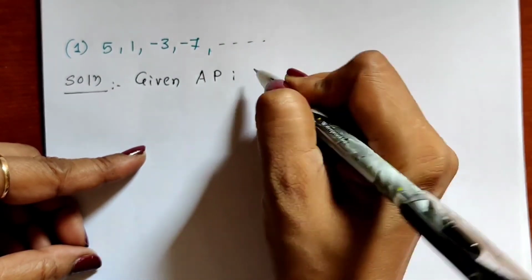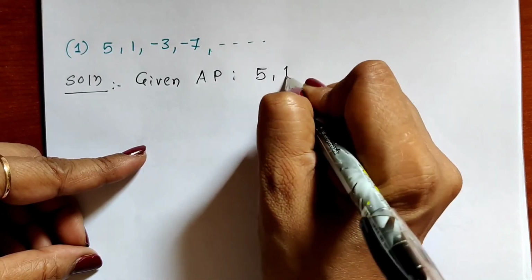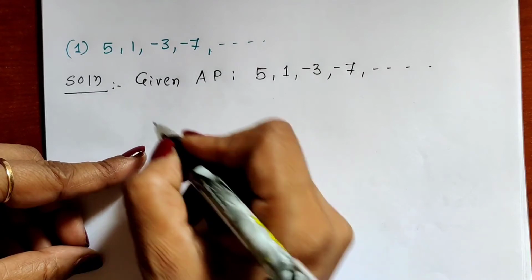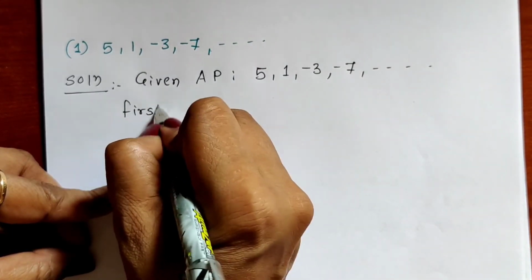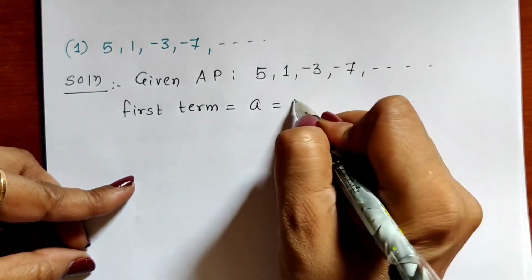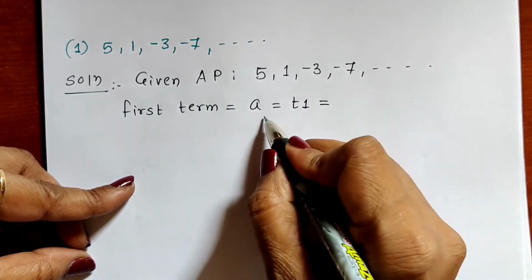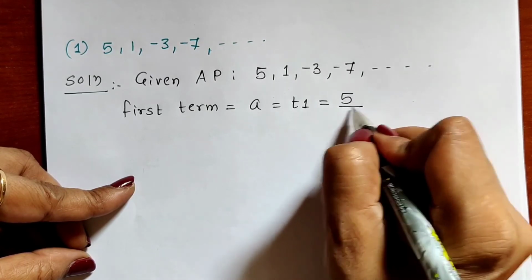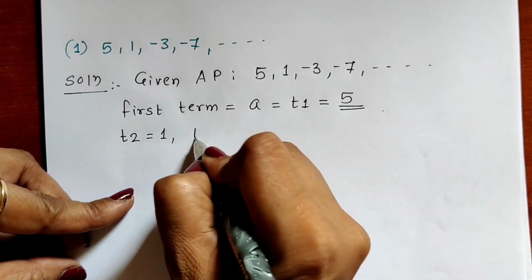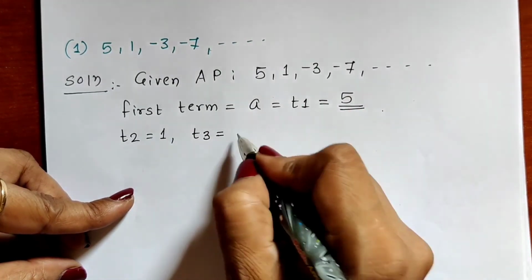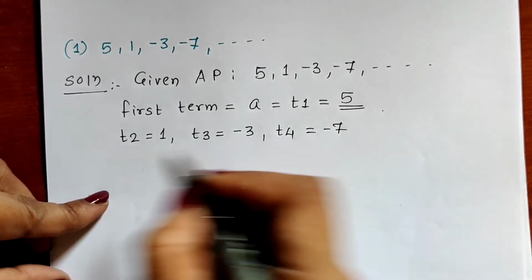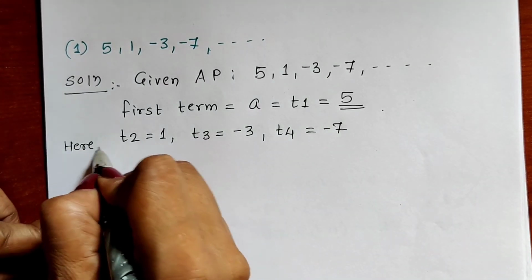Given AP is 5, 1, minus 3, minus 7, infinite. That means the first term can be written as A and also T1, which is 5. Okay, first term is 5. Then what is the second term? T2 is 1. T3 is minus 3. T4 is minus 7. Okay, we write it here.